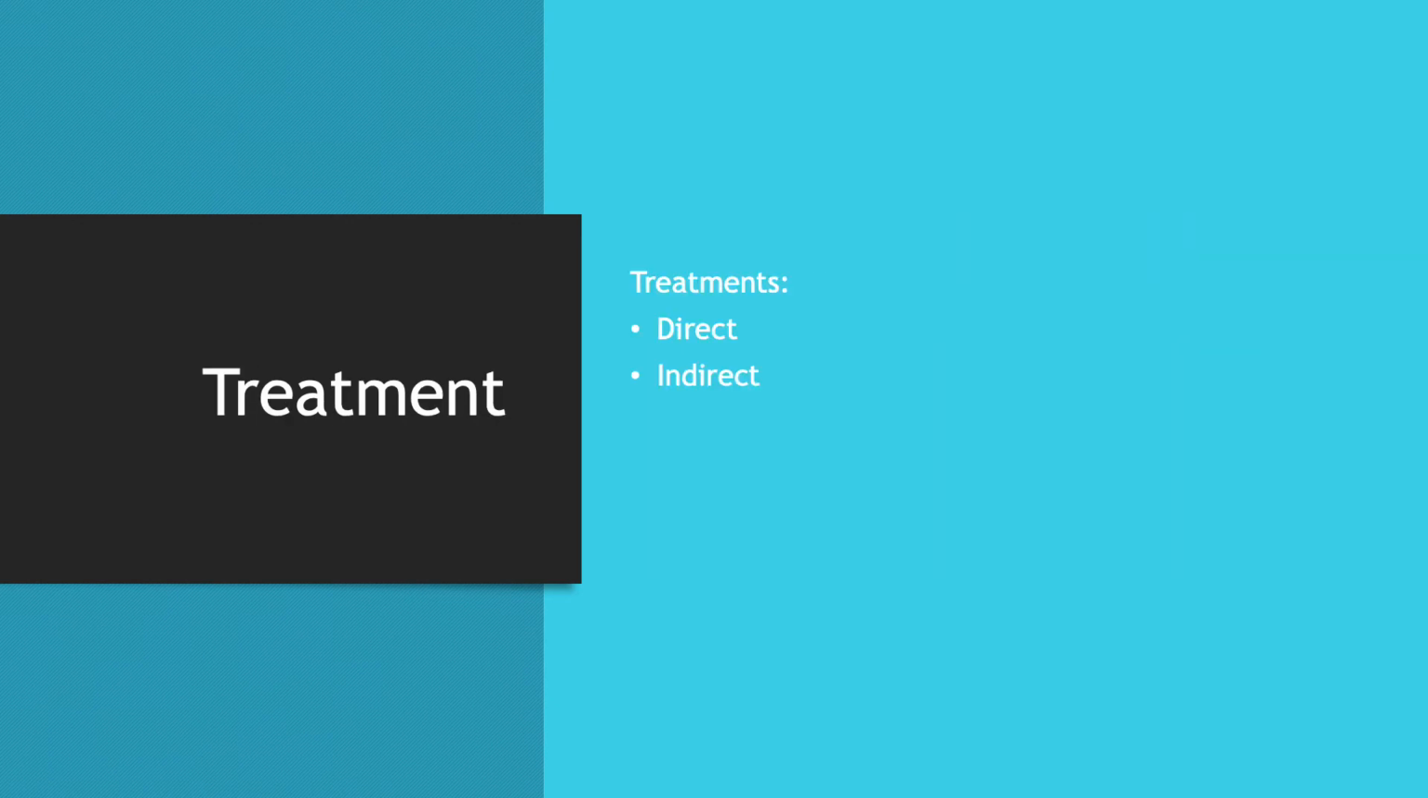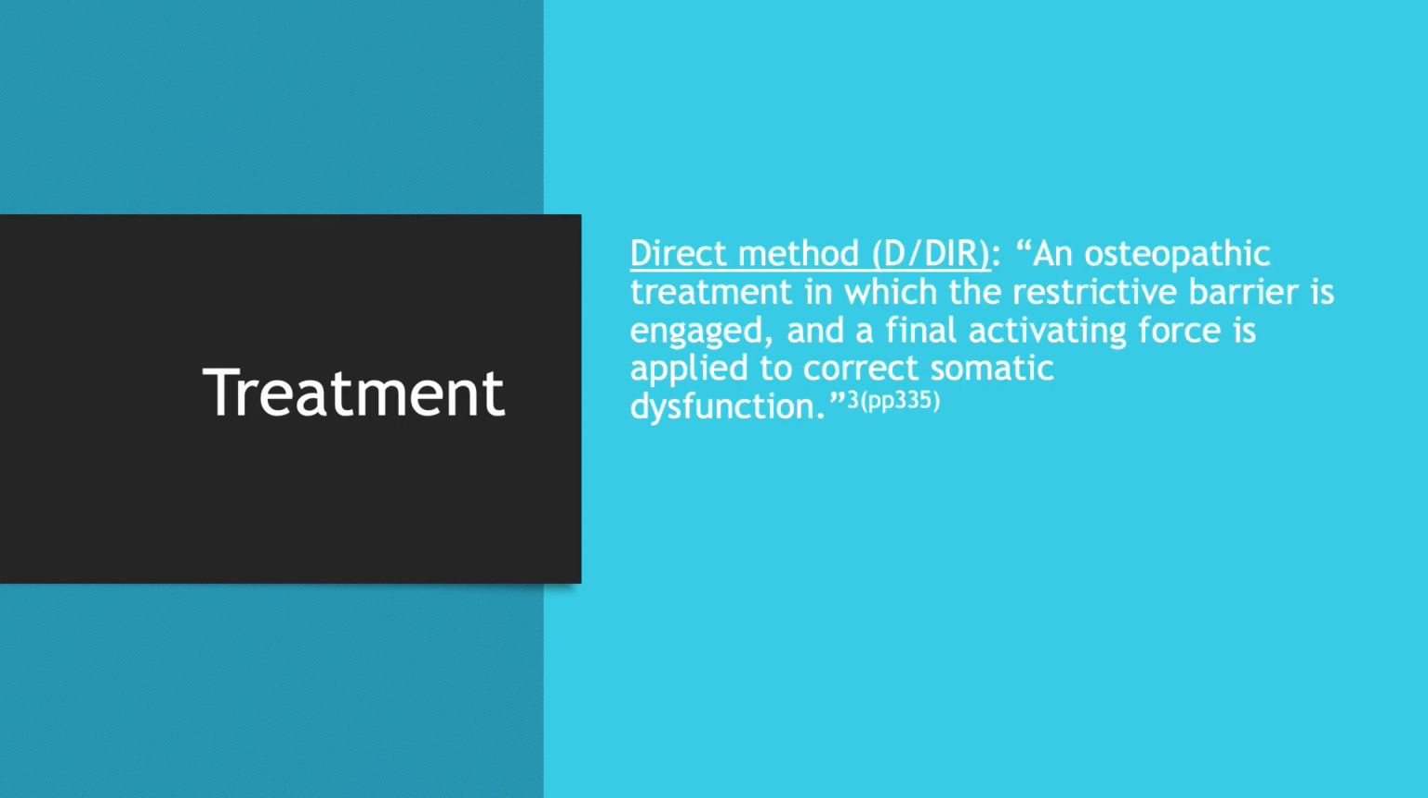So treatment. In the book we talk about different types of treatments, specifically direct and indirect, and I'll briefly review what they mean. All right, this is straight from the American Academy of Osteopathy glossary. So a direct method is an osteopathic treatment in which the restrictive barrier is engaged and a final activating force is applied to correct somatic dysfunction.